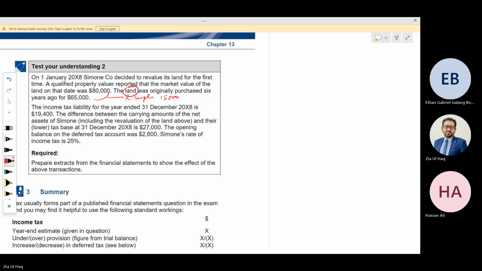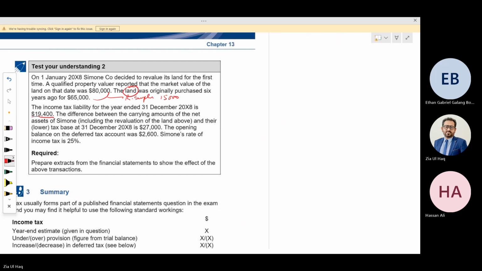This means, according to this first paragraph, there will be effect on three components of financial statement. One will come in profit and loss and other comprehensive income. Second effect will be statement of financial position. We need to record land under non-current assets with 80,000. And we need to record statement of changes in equity under revaluation surplus. There are four components of statement of changes in equity: share capital, share premium, retained earning, and revaluation surplus. Whatever is there, we need to record. Okay. The income tax liability for the year ended 31st December 20x8 is 19,400.